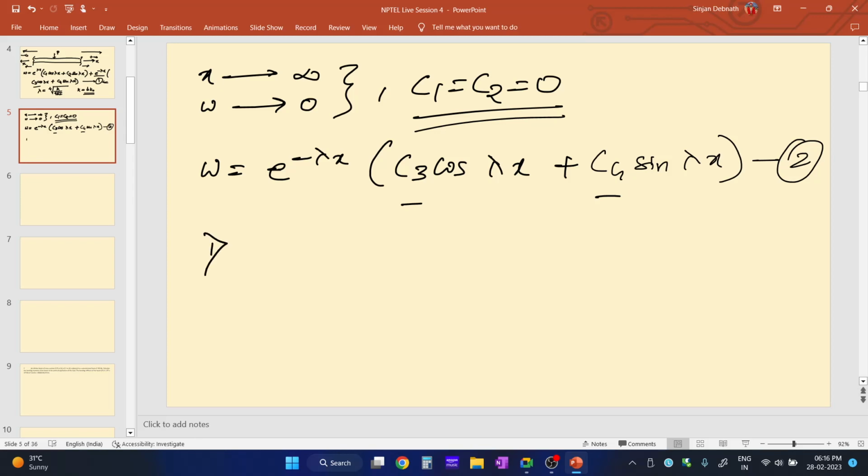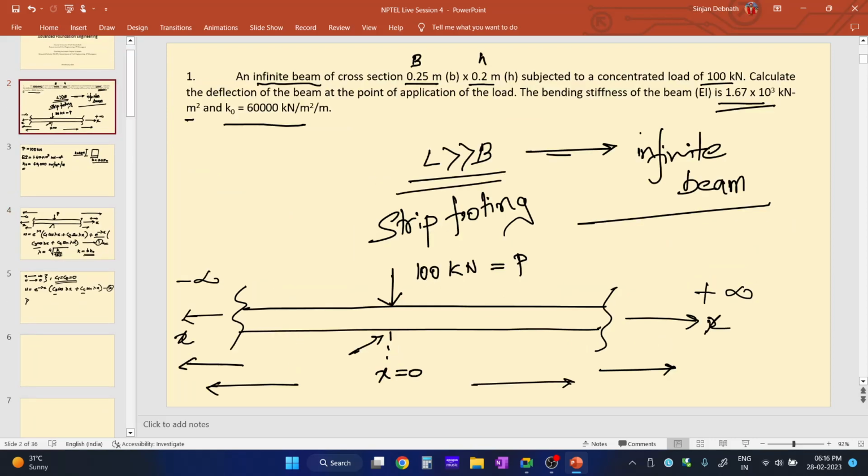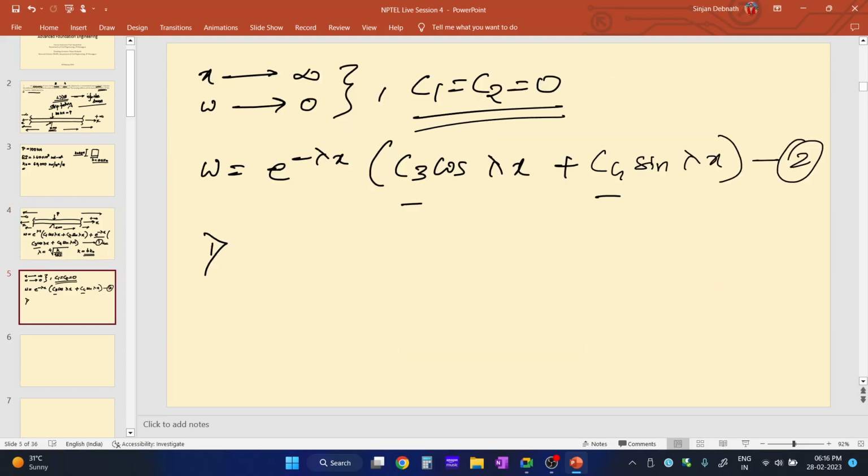One boundary condition is the slope at this point where the load is acting. Like I told earlier, this is the reference point where x equal to 0. So here x is equal to 0, and this side tends towards positive infinity, and the other side, the left hand side, tends towards negative infinity. So at x equal to 0, the slope is 0. This is a boundary condition.